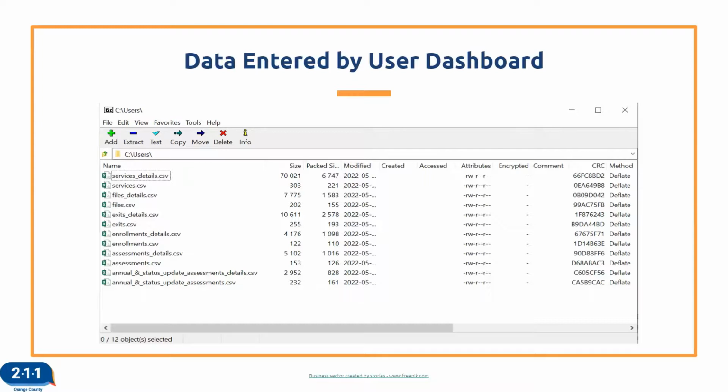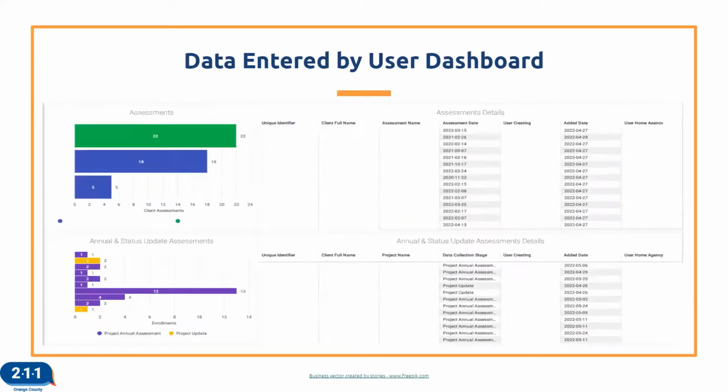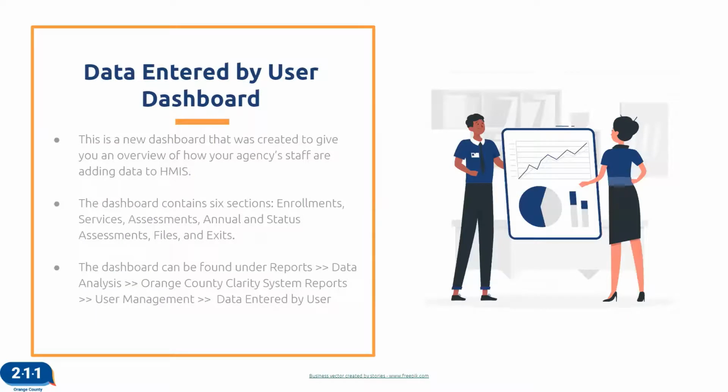Thank you, Dinah. We do have a question. Could you walk us through the location of the data dashboard in HMIS? So let's review the path real quick, and then I'll stop sharing and switch to the site. The pathway is listed on this slide. You're going to go to Reports, Data Analysis, and then open the Orange County Clarity System report, and then scroll all the way down to User Management.